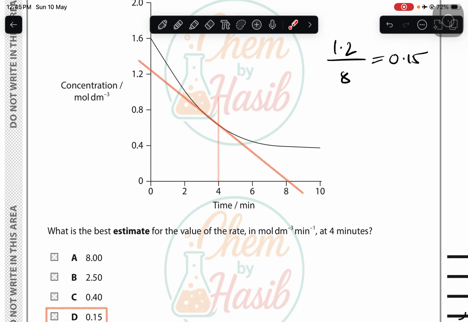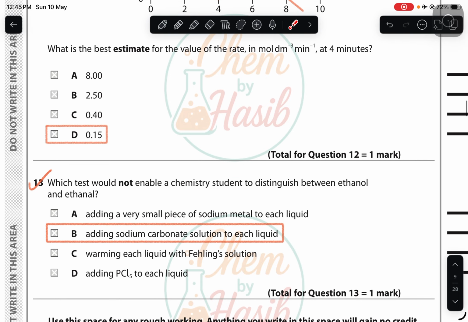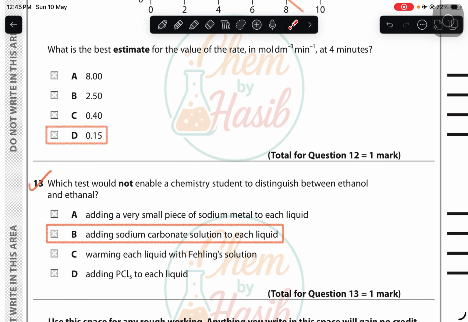Then we move on to question number 13. It says, which test would not enable a chemistry student to distinguish between ethanol and ethanol? See, adding sodium carbonate solution to each liquid. Sodium carbonate does not react with any one of them. It doesn't react with either. So you cannot distinguish between them by adding sodium carbonate. None of them reacts with sodium carbonate. How would I know which one of them is present? It's not possible, right?